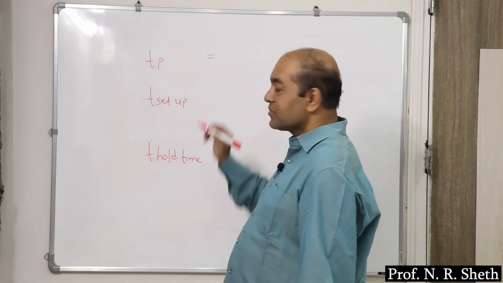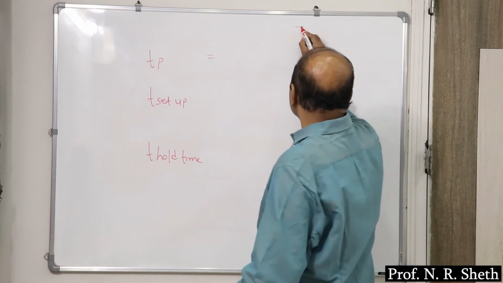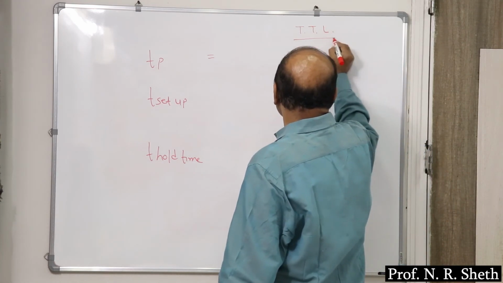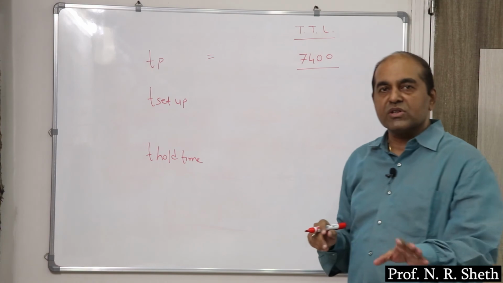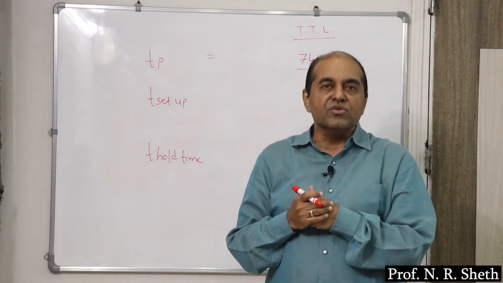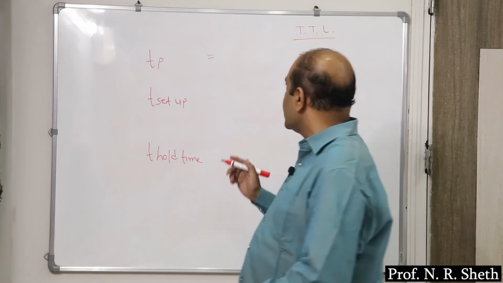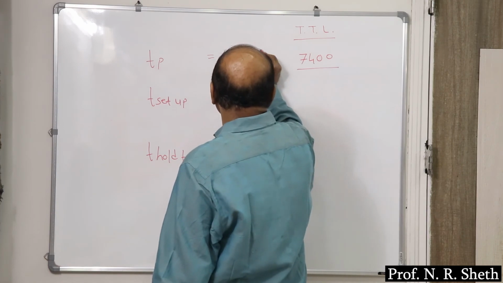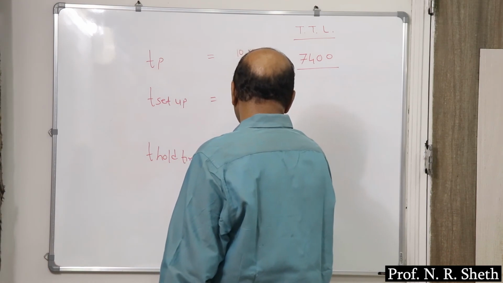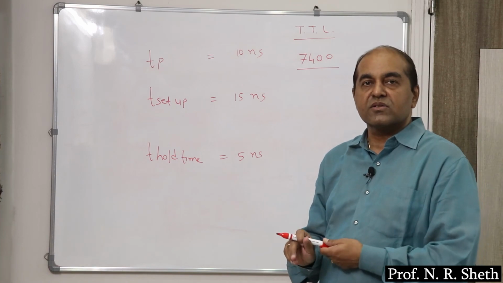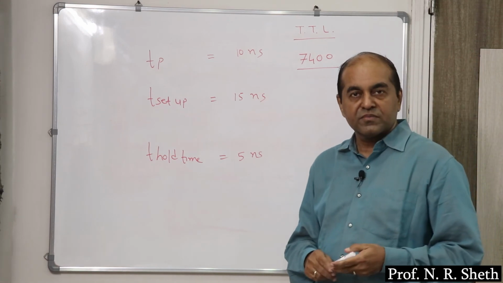Normally for this flip-flop, we have studied flip-flops based on the TTL family, transistor logic, and all the ICs are of 74 series. 7400 is a NAND gate. Normally this NAND gate is used to design these flip-flops. So for that, propagation delay time is 10 nanosecond, setup time is 15 nanosecond, and hold time is 5 nanosecond. They can ask this question in a 1 mark question. Okay, so remember all this.